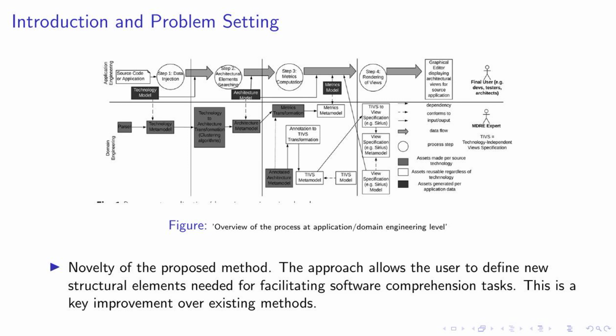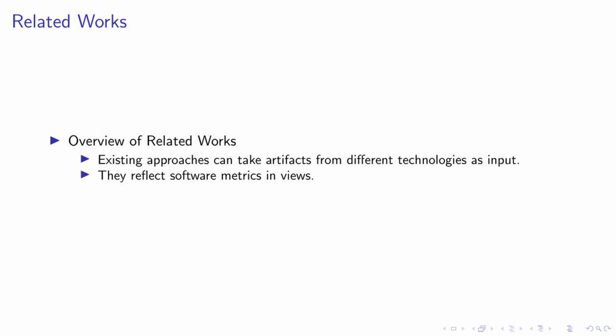Moving on to our related work section, we delve into the landscape of existing approaches. These approaches are versatile, capable of taking inputs from various technologies. They also have the ability to reflect software metrics in views. This is a crucial aspect as it directly impacts the visualization of software. However, our approach is unique in its design, specifically tailored to meet two main requirements: software visualization and modeling of software metrics. This makes our approach distinct and potentially more effective in certain scenarios. We'll explore this further as we progress.